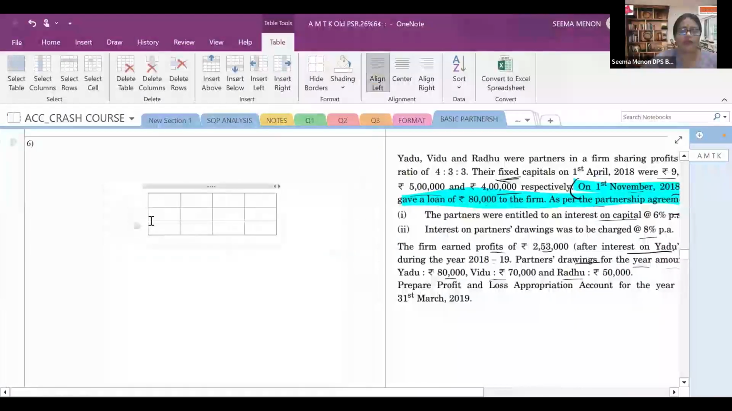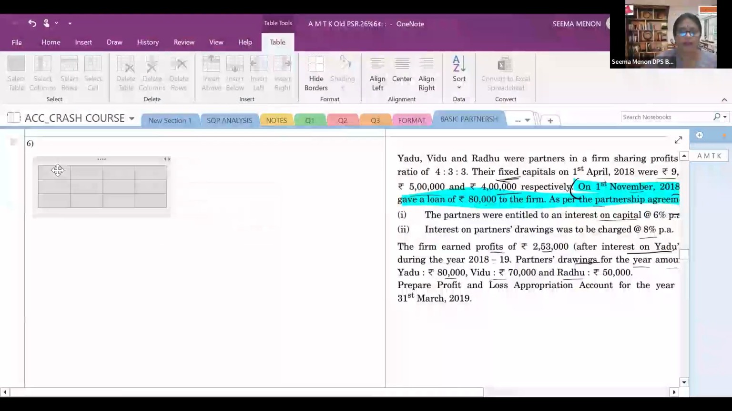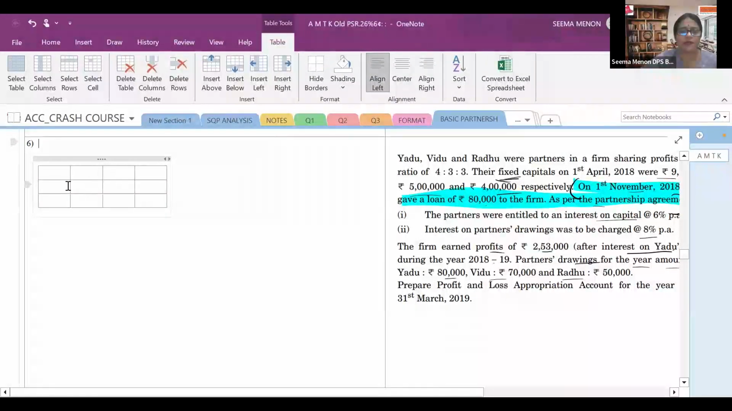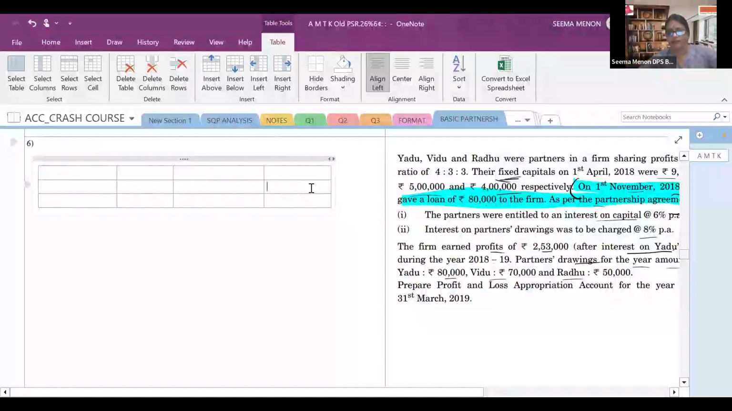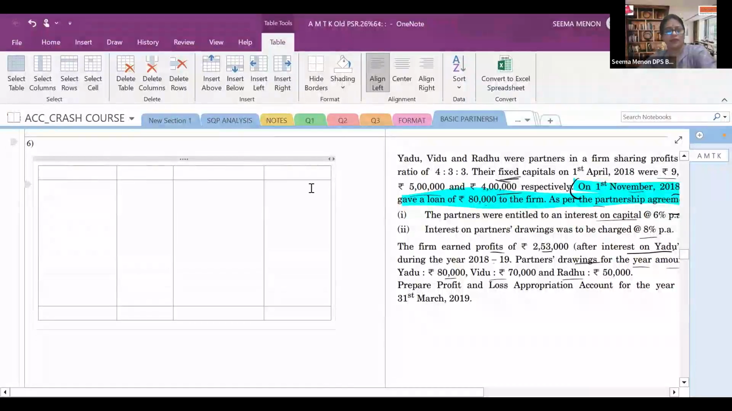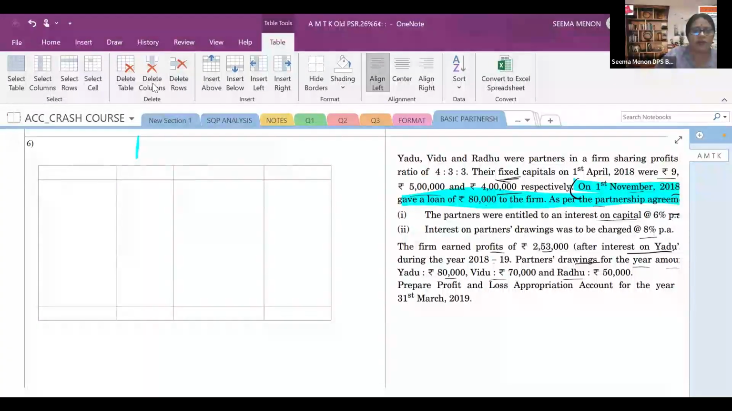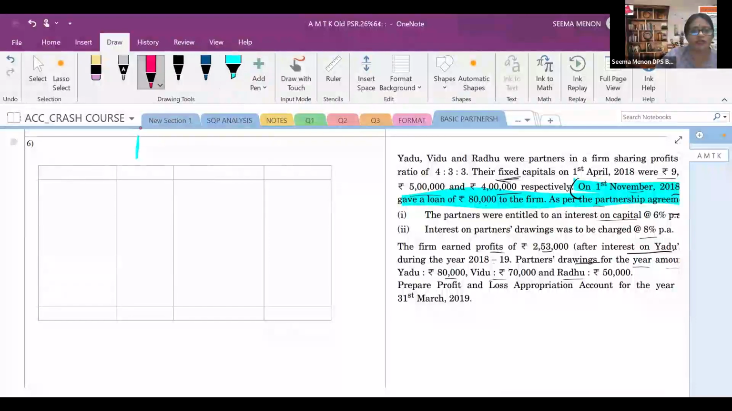Here also there is no need to prepare any date column, as usual. I hope you might be knowing the reason. Because profit and loss appropriation is prepared at the end of the financial year, so it is prepared on a particular day or date. So the date column is not required. You will write the heading as profit and loss appropriation account. So let's solve it.